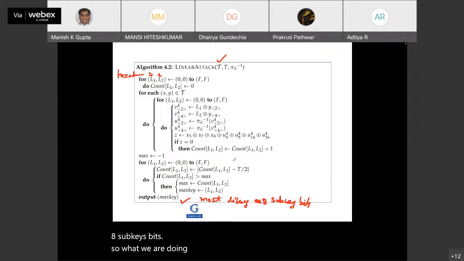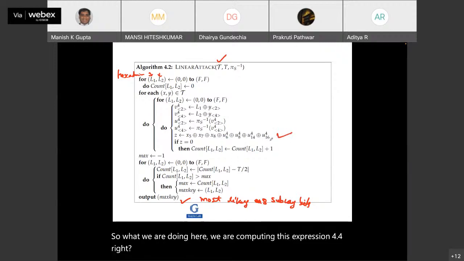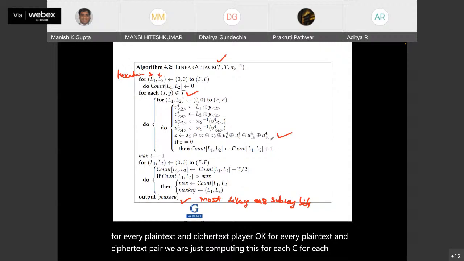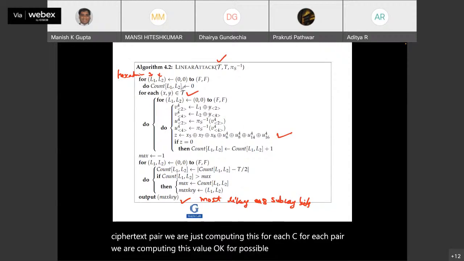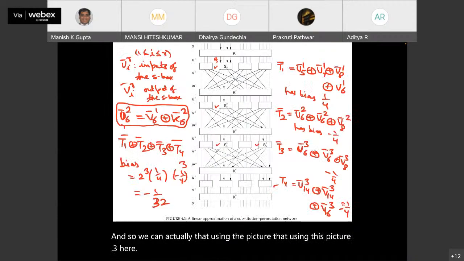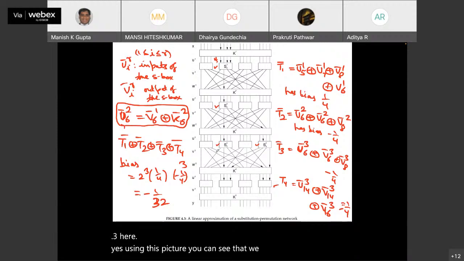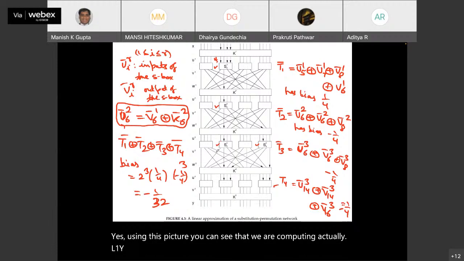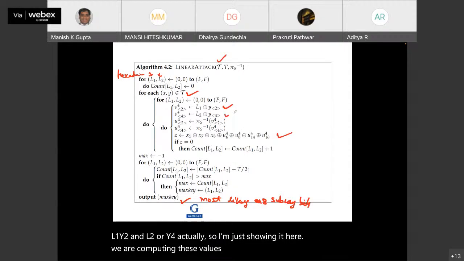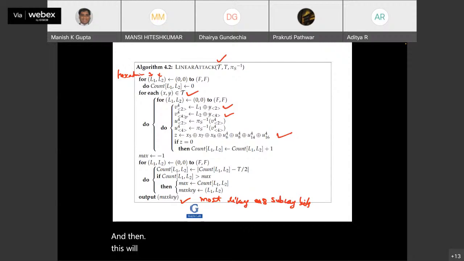What we are doing here is computing this expression 4.4 for every plain text and ciphertext pair, for all possible subkeys L1 and L2. Using this picture, you can see that we are computing L1 XOR Y2 and L2 XOR Y4, and this will yield V4 2 and V4 4.